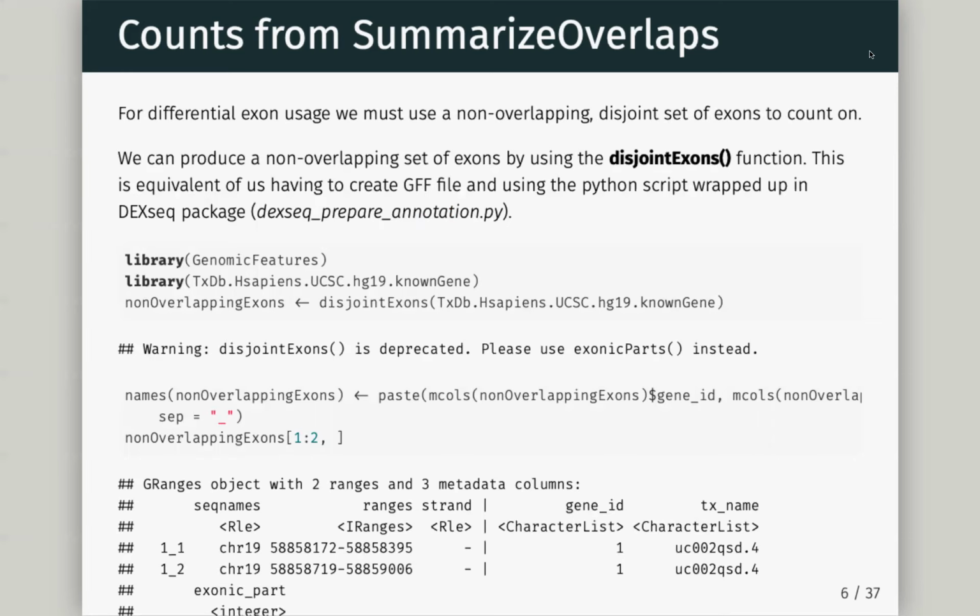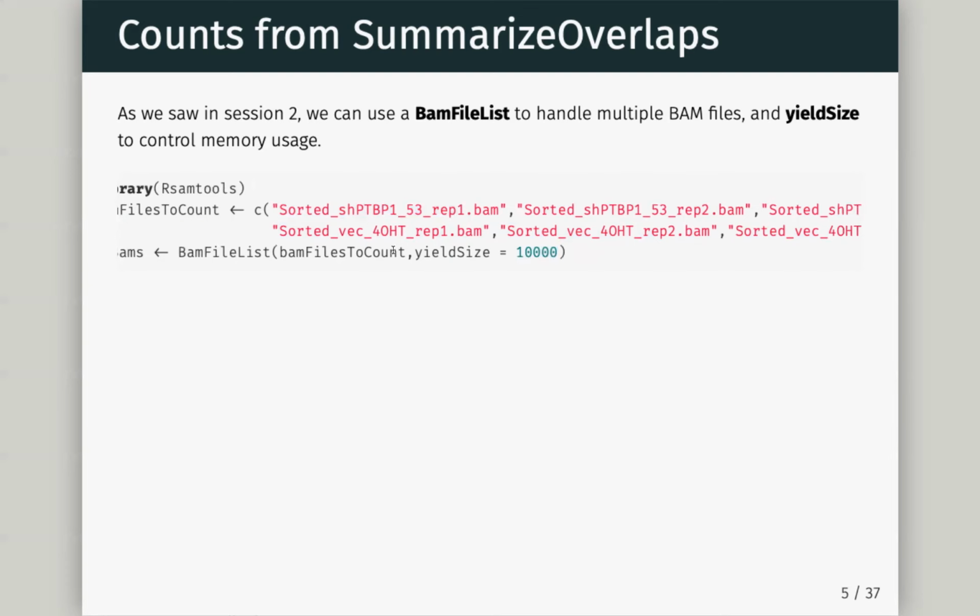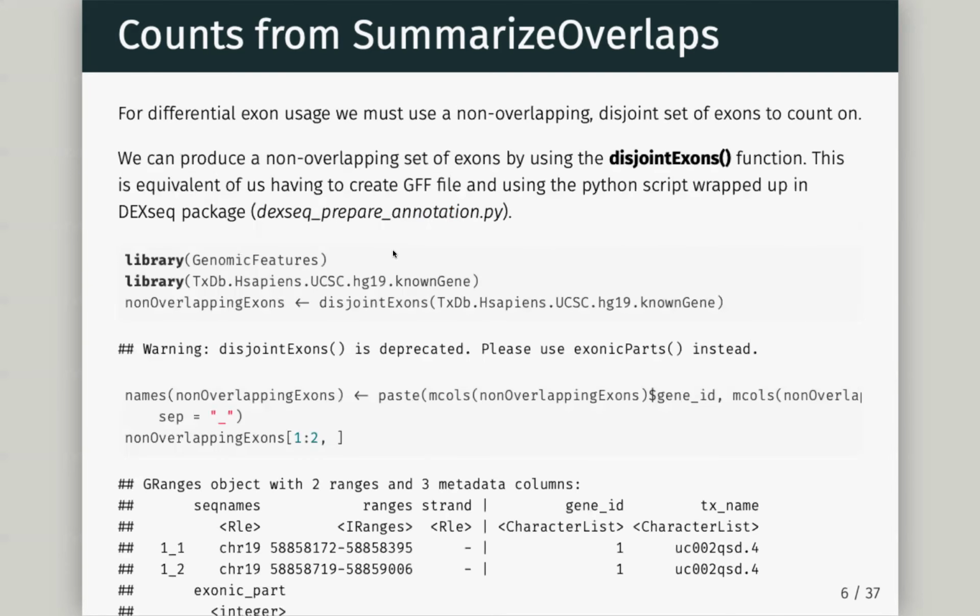So for differential exon usage, previously when we did this, we were counting over genes. For differential exon usage, we need to actually create a new set of non-overlapping disjoint exons, and it's those that we will count over. I'm going to show you what those look like in a few slides. We looked at it very briefly previously, but effectively exons overlap, and we need to create a non-overlapping, disjoint set of exons such that they don't overlap. And it's from those we will do the counts.